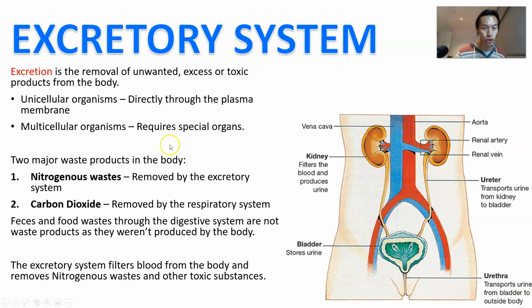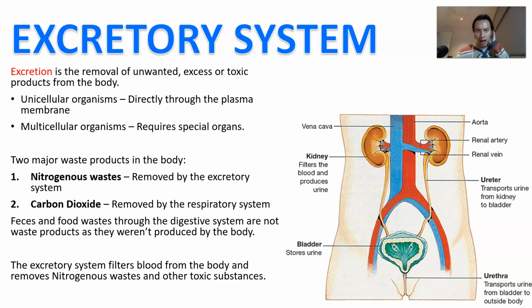Okay, there are two actually major waste products in the body. You have nitrogenous wastes, which are based off nitrogen-based compounds in the body, which include things like proteins and amino acids. And then you also have carbon dioxide. Carbon dioxide is a waste product of the cell, and so the cell will produce nitrogenous waste and it will produce carbon dioxide. The carbon dioxide gets removed by the respiratory system whenever you breathe out, whereas the nitrogenous wastes are removed by the excretory system, including things like your kidney.